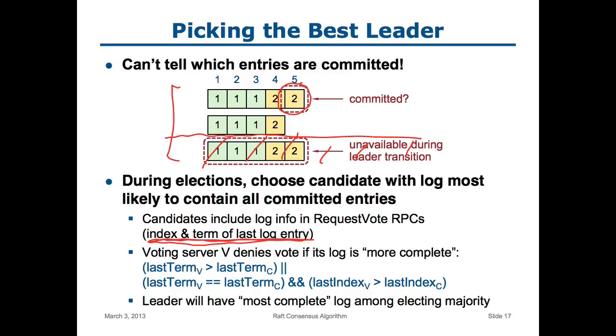Then the voting server that receives this request for a vote compares its own log to that of the candidate. And if the voter's log is more complete, think of this in an intuitive sense, it will deny its vote. Now, to make this specific, we define this to mean that if the last term in the voting server's log is greater than the last term in the candidate's log, then the voter's log is more complete, deny the vote. Or if the terms match and the voting server's log is longer than the candidate's log, then again, the voter's log is more complete, and so we deny the vote.